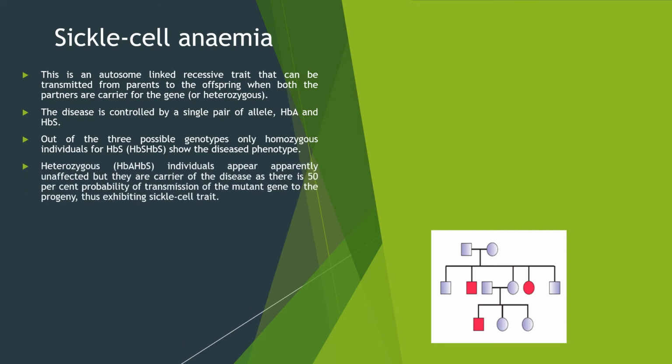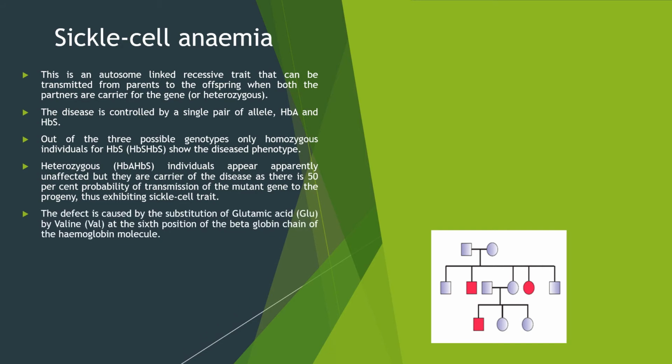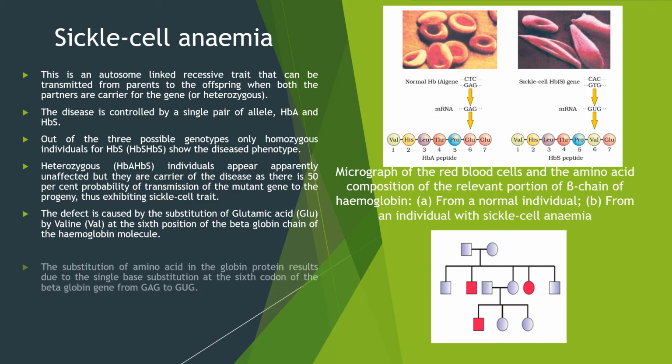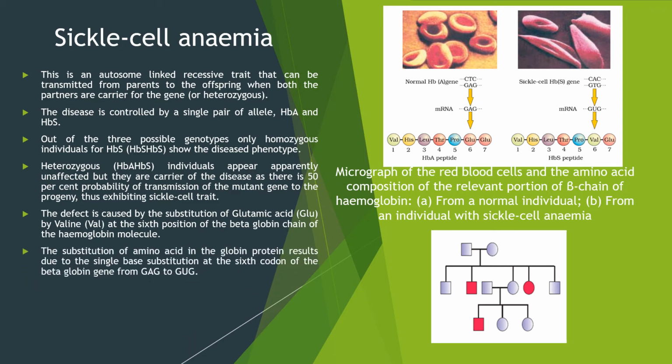Heterozygous individuals appear apparently unaffected, but they are carriers of the disease as there is a 50% probability of transmission of the mutant gene to the progeny, thus exhibiting sickle cell trait. The defect is caused by the substitution of glutamic acid by valine at the sixth position of the beta globin chain of the hemoglobin molecule. The substitution of the amino acid in the globin protein results from a single base substitution at the sixth codon of the beta globin gene from GAG to GUG.